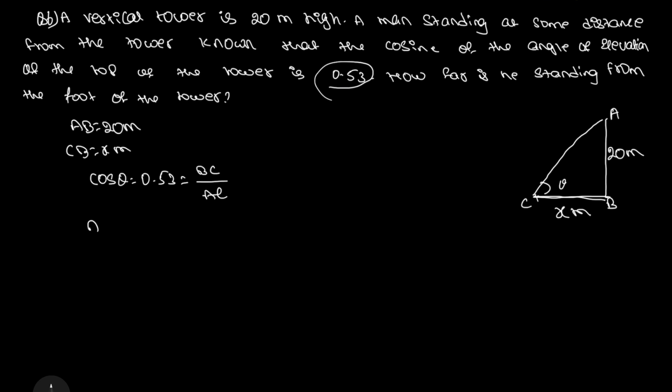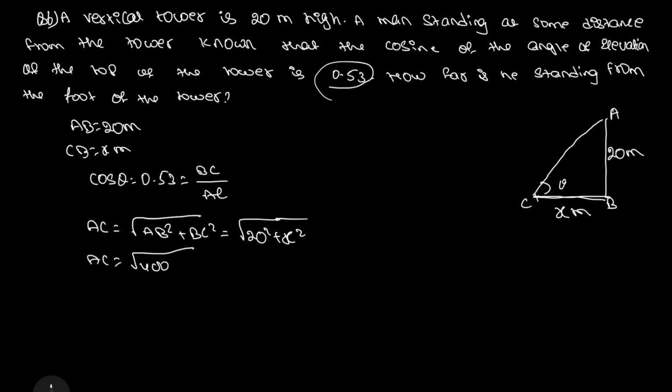Now we need to find our AC. Using Pythagoras, we'll have AC square is equal to AB square plus BC square. So what is our AB square, which is 20 square plus x square. So AC we can write as root over 400 plus x square. Now substitute this AC in this cosine value. We'll get 0.53 is equal to BC, which is x, by AC, which is root over 400 plus x square.